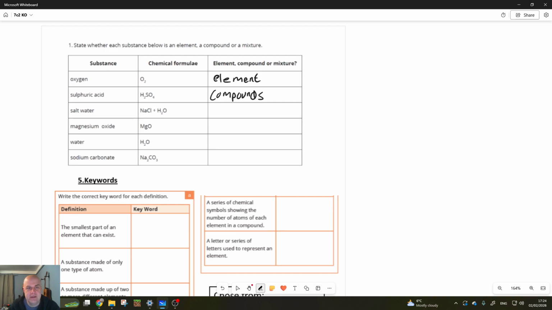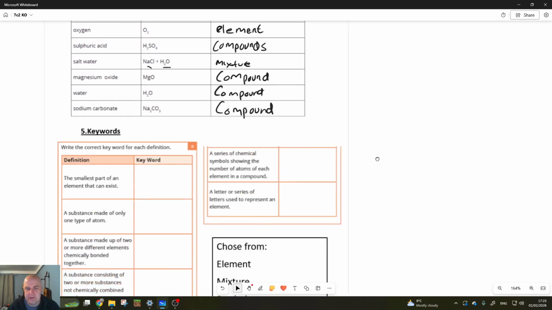Now this has sodium chloride and water. That's a mixture. Okay, now magnesium oxide is an Mg, there's an O, they're joined together. That's a compound. We have water, H2O, we have a H, joined to an O, joined to another H. That's a compound. And finally, sodium carbonate, Na2CO3. Again, hopefully you're yelling this at the screen by this point. That's a compound. Nice, right.